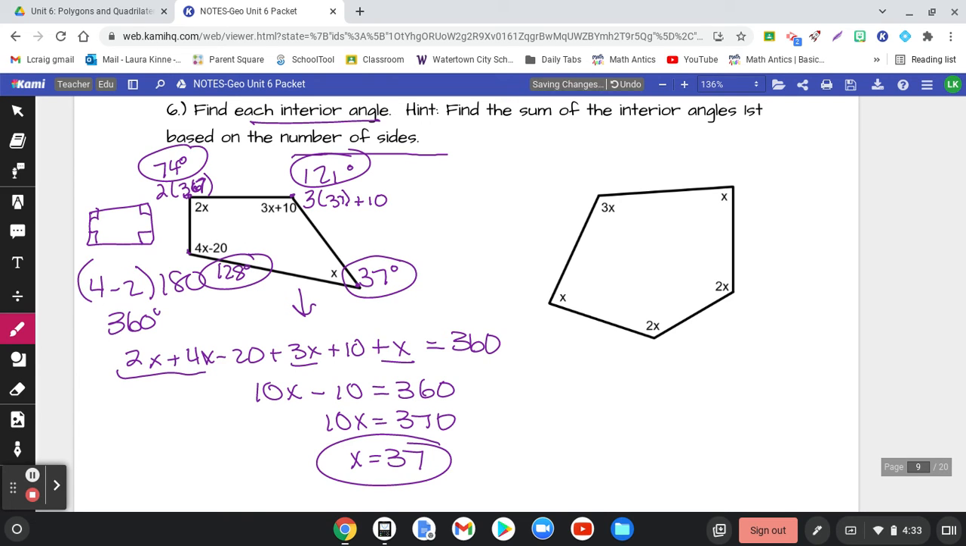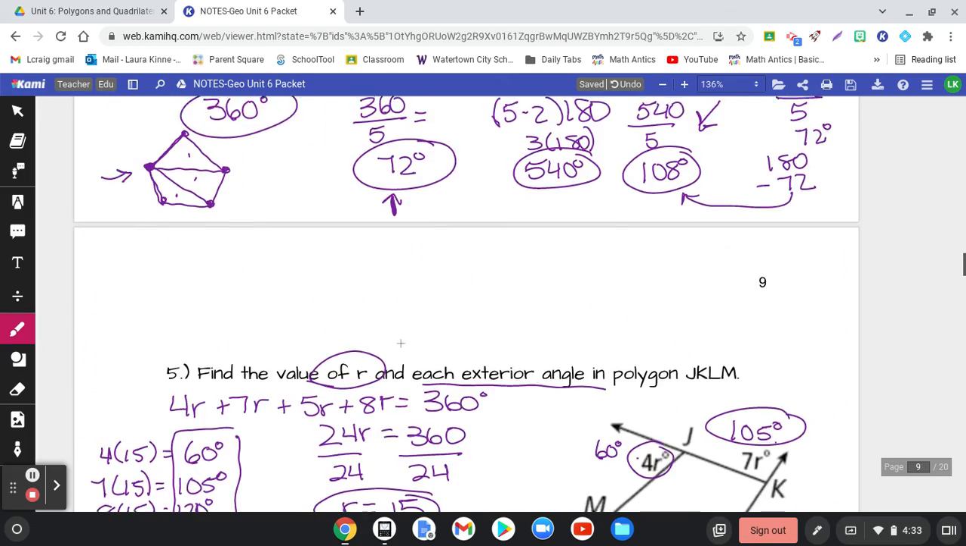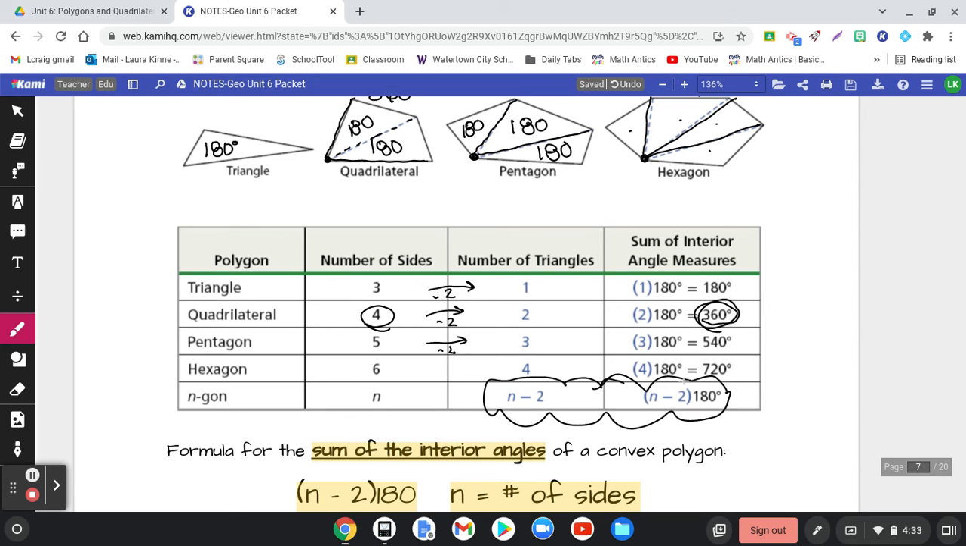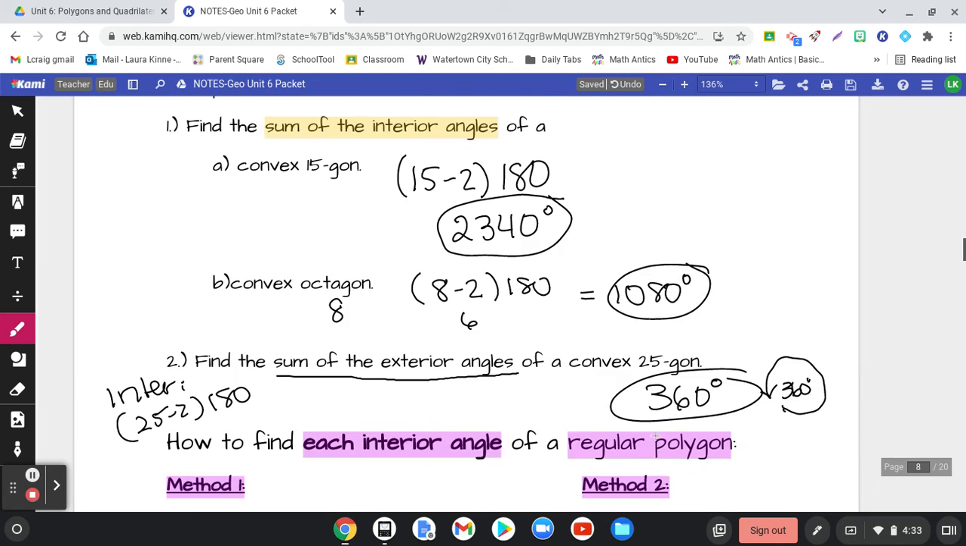All right, on the next one, again, don't think it's just going to be 360. How many triangles can we make? 1, 2, 3, 4, 5 sides. So 5 minus 2 times 180. Again, you would be able to make 3 triangles. So 3 times 180 is going to give us 540. And if you want, this information is already in your packet up here. So you can double check to make sure you did it right in this table on page 7.